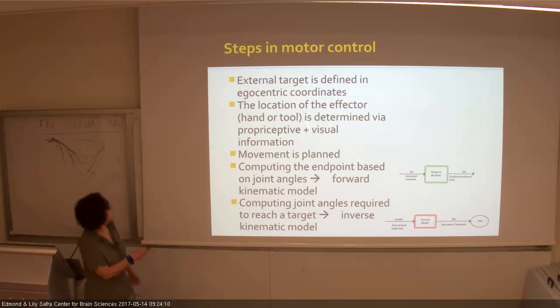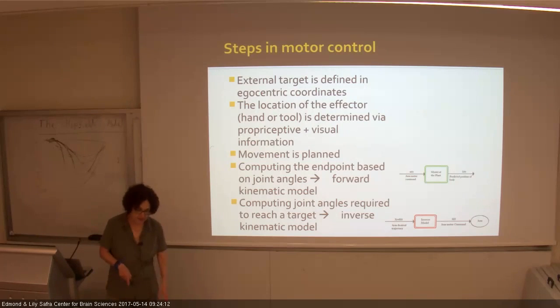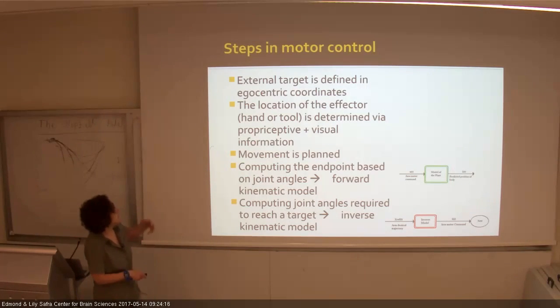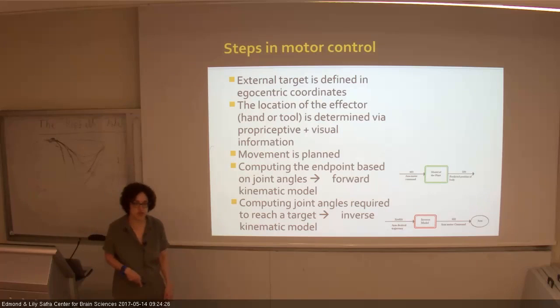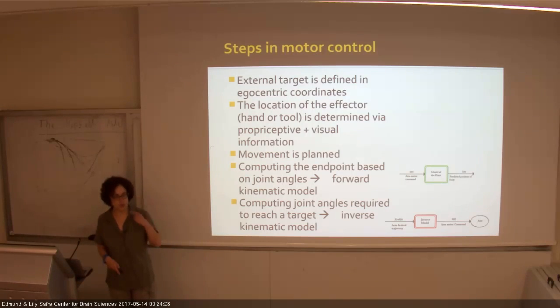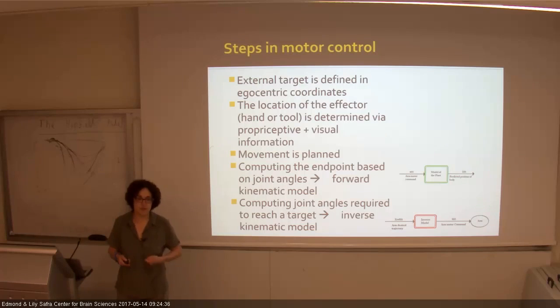At the same time, other than defining the target, we also need to define the location of the hand or the tool that we're going to use, via proprioceptive and or visual information. So I know where I want to go, and I know where my hand is. These two are very important first steps in order to plan the movement, right?